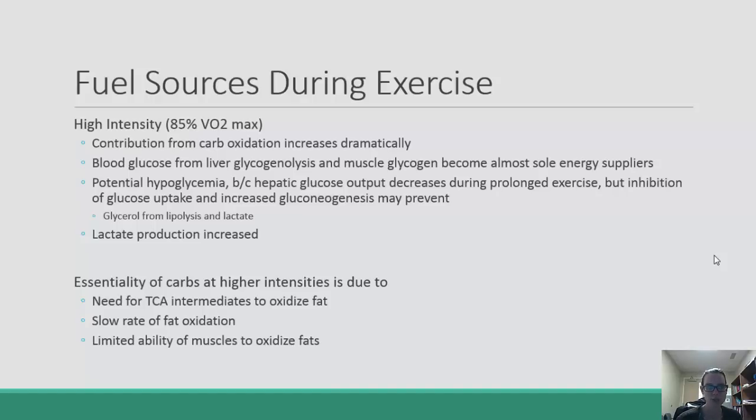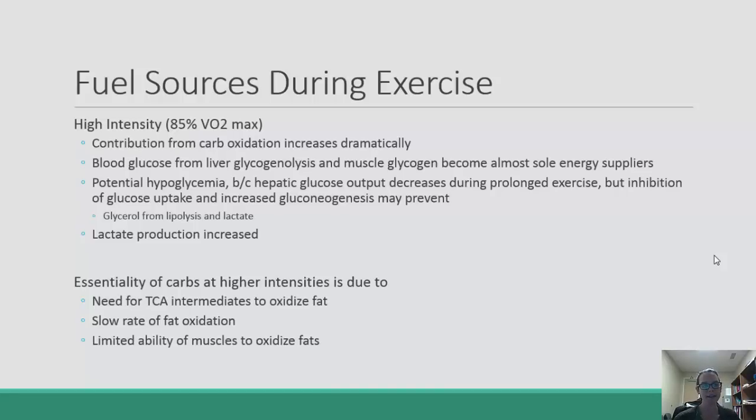Also, we can use the glycerol from lipolysis, and we can also use lactate for gluconeogenesis to prevent this hypoglycemia. And at this stage, lactate production is increased, which makes sense. At this high intensity of exercise, we do not have enough oxygen, so we are more likely to produce lactate.